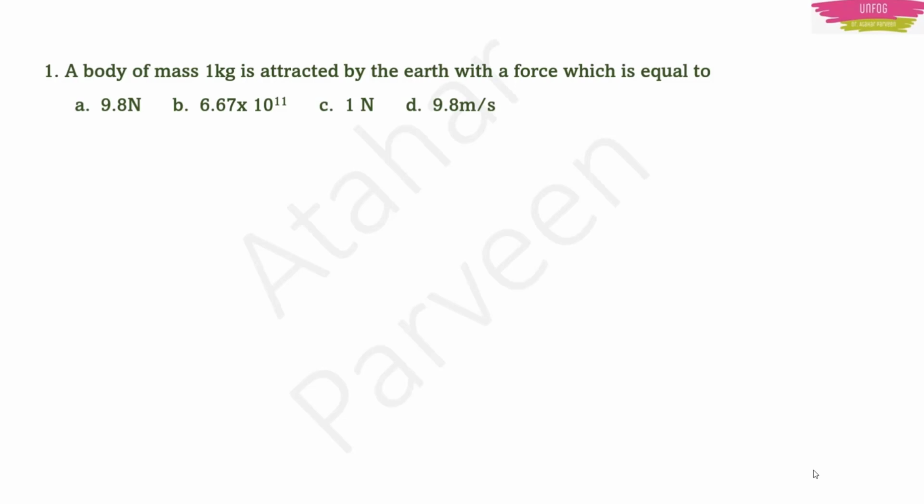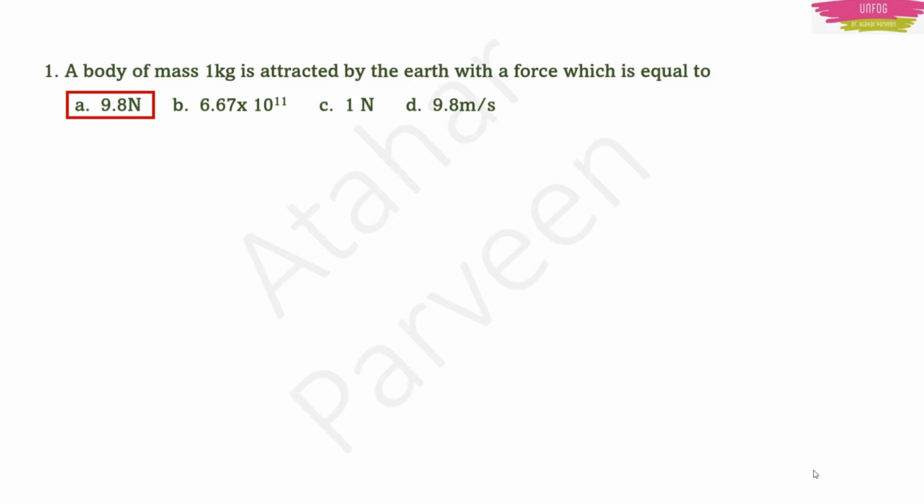So the first question is, a body of mass 1 kg is attracted by the earth with a force which is equal to, 4 options are given. See, we know Newton's law of gravitation now. According to Newton's law of gravitation, the force will be equal to 9.8 newtons. If mass is 1 kg, it means force will be 9.8 newtons. Don't even see the other options. Just tick the option which is having 9.8 newtons.